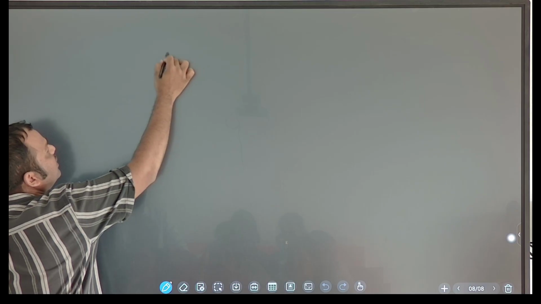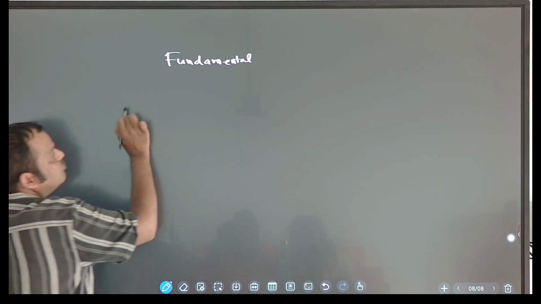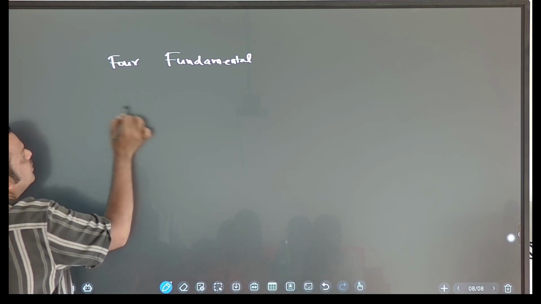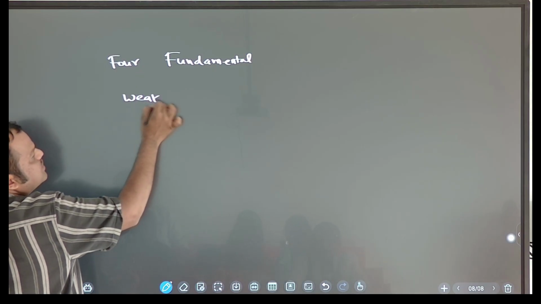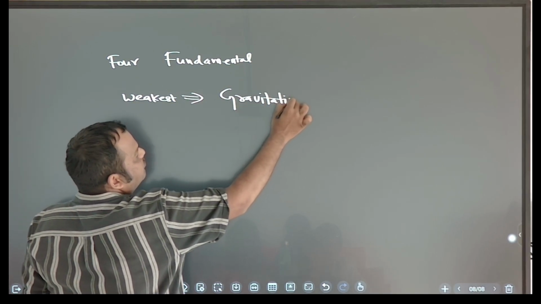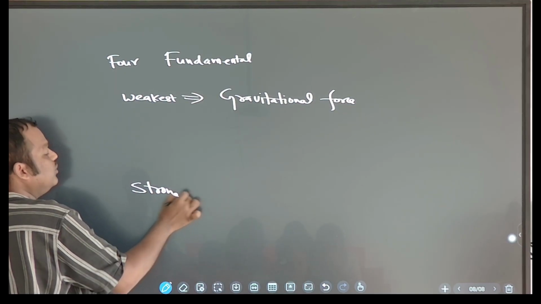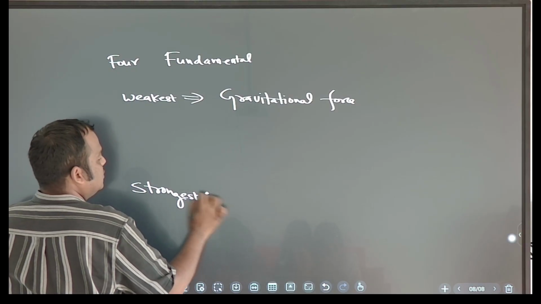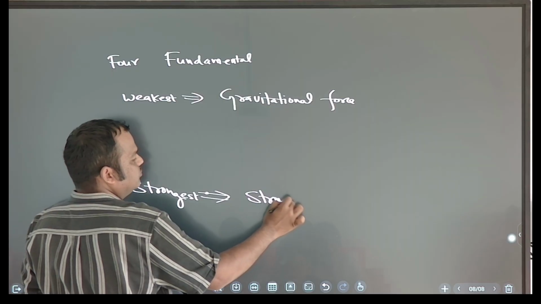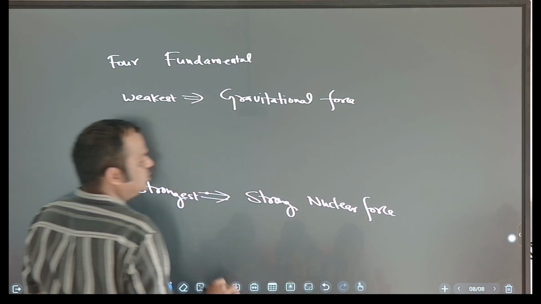Which one? Weakest force. Yes, good question. So fundamental forces are there. How many fundamental forces? Four. Four fundamental forces. Which is the weakest? Tell me. Gravitational force. Very good. Which is the strongest? Strong nuclear force. Strongest is the strong nuclear force.